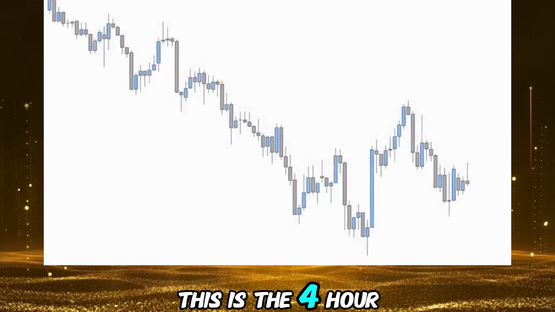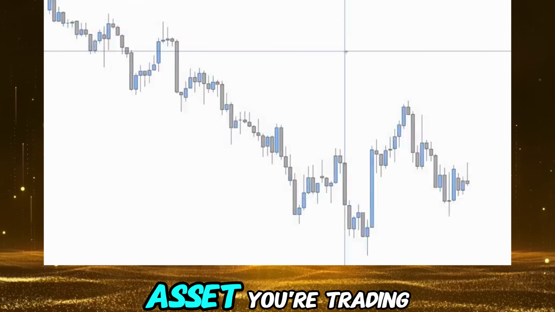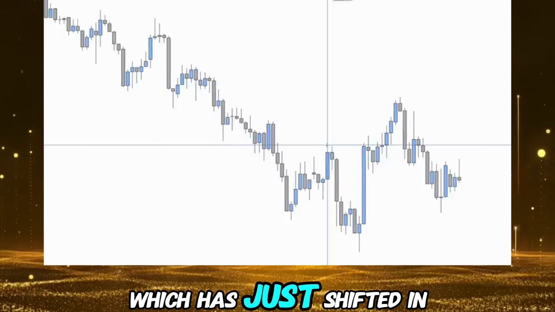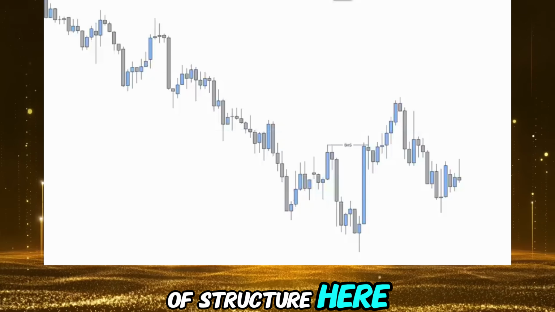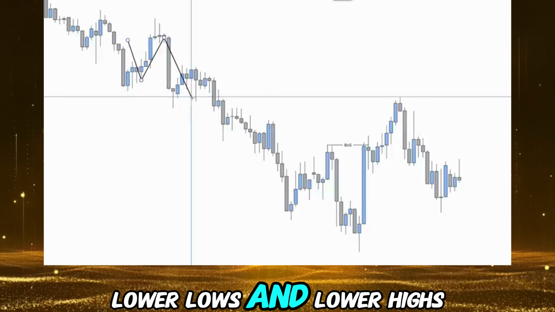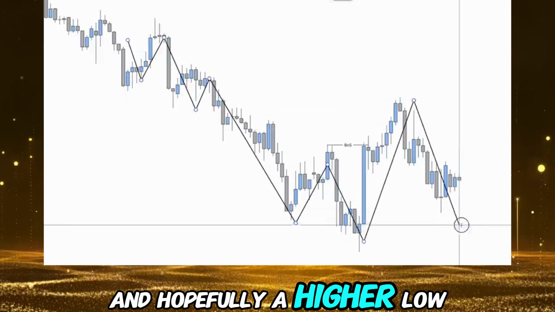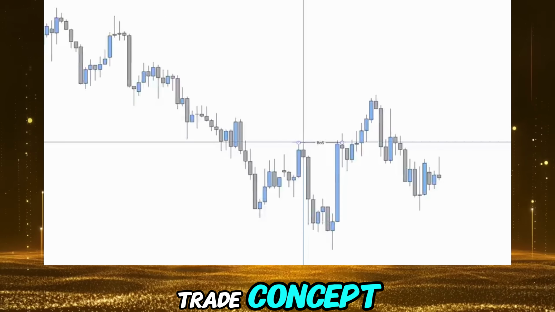This is the 4-hour time frame. It's NZD/JPY. It really doesn't matter what asset you're trading. This works across all of them. We're looking at a market which has just shifted in trend direction. So we see a break of structure here, which has taken us from lower lows and lower highs into higher highs and hopefully a higher low for us to take a trade from. All right. So that's the basic trade concept.